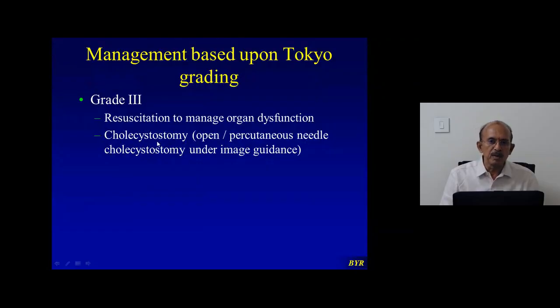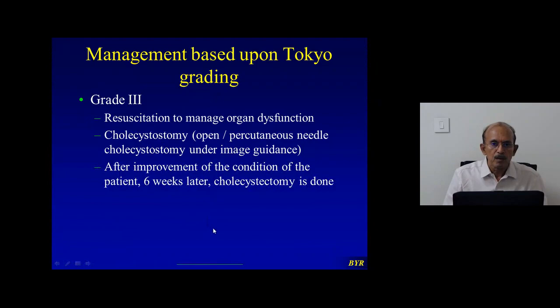That means you put a tube in the gallbladder by open procedure or by percutaneous needle cholecystostomy under image guidance. Under ultrasound guidance, you can pass a needle and a tube into the gallbladder directly, and you can aspirate the fluid and pus from the gallbladder, and you can relieve the patient for the time being. Then after 6 weeks, you can plan for surgery. After improvement of the condition of the patient, 6 weeks later, cholecystectomy can be done.